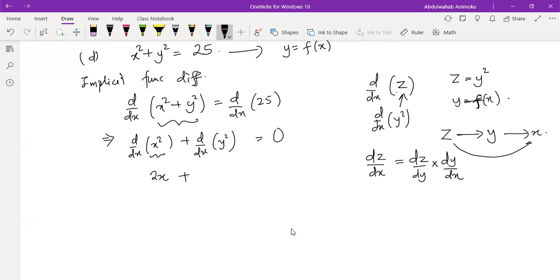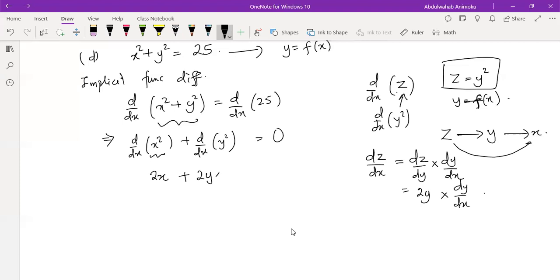Okay, now notice that dz dy is just the derivative of y squared, which will give us 2y. Now, times dy dx, as you can see, right? The derivative of y with respect to x. So this is the same thing that's going to happen here. Anytime, because we are using implicit function, anytime you have to find the derivative of a function that has to do with y, you first of all take the derivative of that function in terms of y first, which is 2y.